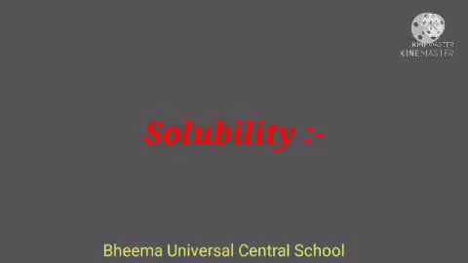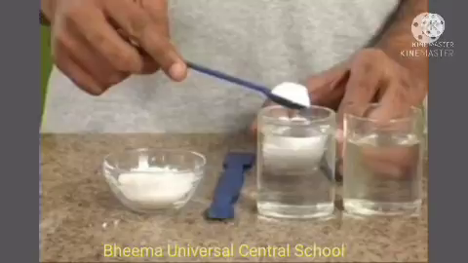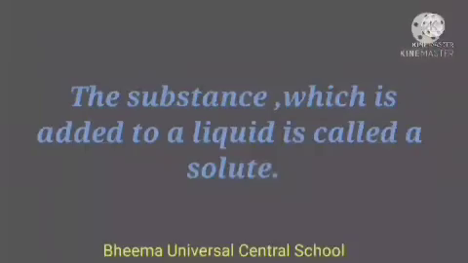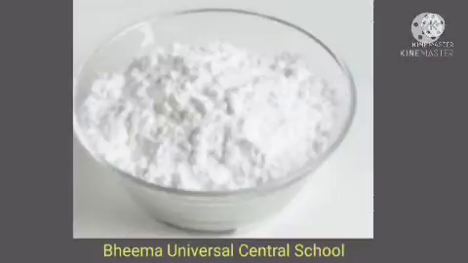Next property of matter is solubility. What will happen if we add sugar to water? Sugar gets dissolved in water. The substance which is added to a liquid is called a solute. Tell me examples of solute. Very good. Salt, sugar and glucose.